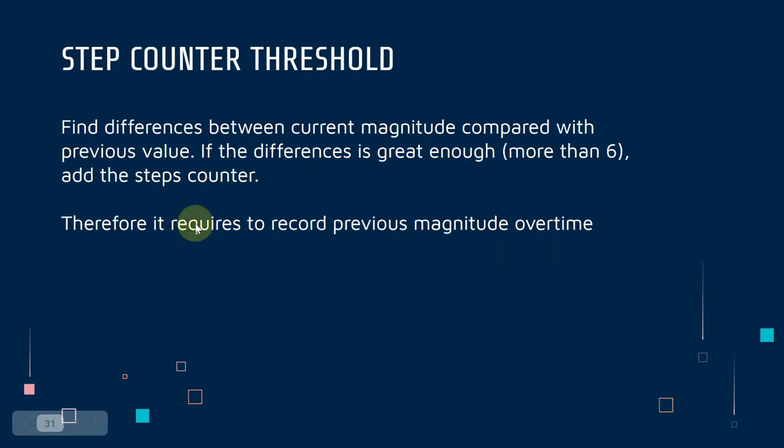Okay, and then we find the difference between the current magnitude and the previous value, and check if the difference is great enough, more than 6, and then it means that a step has occurred. So we can add to the step counter here. Therefore, it requires recording the previous magnitude over time. So we record the magnitude and compare it with the previous value. If the difference is greater than 6, it means that you have to increment the steps by 1. And by the way, this algorithm is a simplified version of the actual step counter, and the actual step counter requires a different strategy to really accurately measure the user's steps.